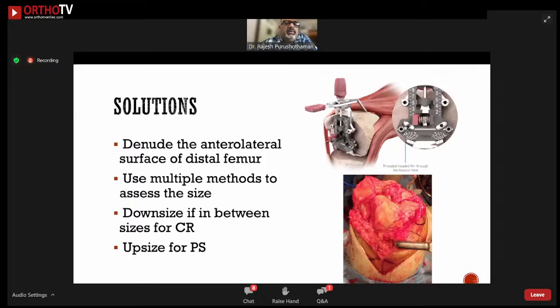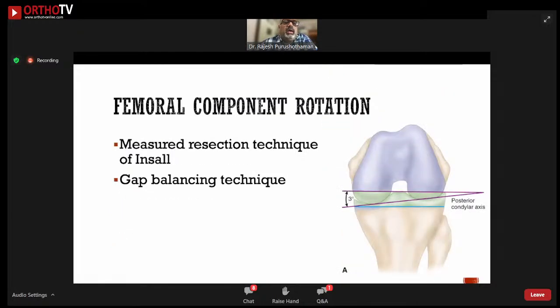The common dictum is, when you are using a CR, you can downsize. And if you are using a PS, if the size is in between, you can go for an upsizing. Coming to the posterior cut, this has to be done in an external rotation of about 3 degrees if you are using the conventional INSAL method. And this can be decided either by the measured resection technique of INSAL or by the gap balancing technique.